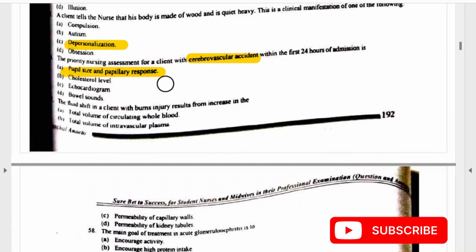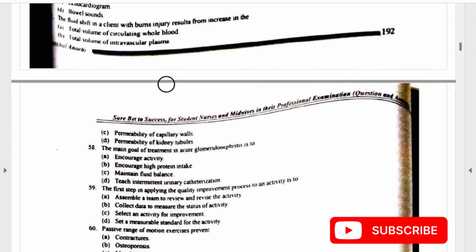In the first 24 hours of a stroke, the top priority is monitoring the signs of increasing intracranial pressure, of course, and also pupillary changes are actually a direct and critical indicator of a change in neurological status. So the next question.